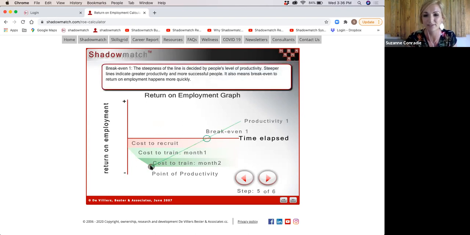I've become productive at this point. So you're still paying my salary every month, but I'm contributing, I'm growing. Only when I've reached this break-even point, above the line, am I actually bringing something into the company. You're actually receiving a return on the investment of the employee you brought on board.